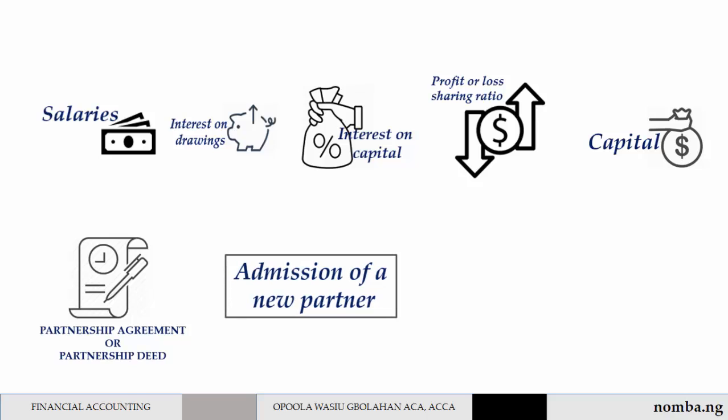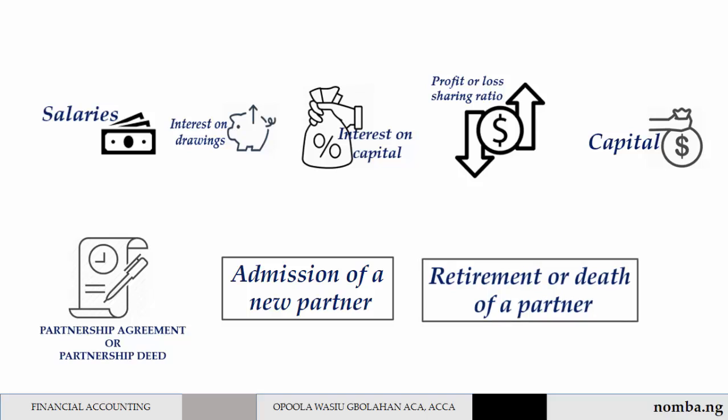6. Arrangement for the admission of new partners. And finally, 7. procedures to be carried out when a partner retires or dies.